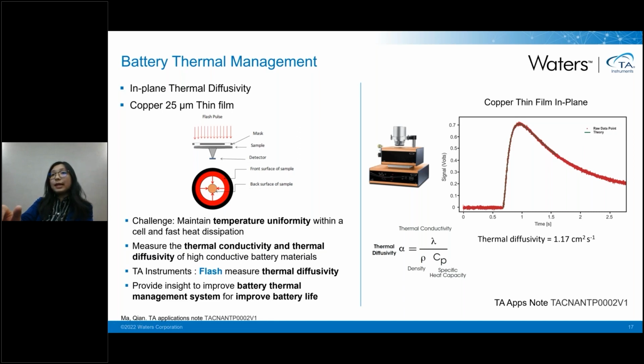And it's very easy to relate it back to thermal conductivity. It's just the product of the thermal diffusivity, the density of the material and the heat capacity. And the specific heat capacity you can also measure with a DSC. Measuring the thermal diffusivity allows you to better design your battery management system.